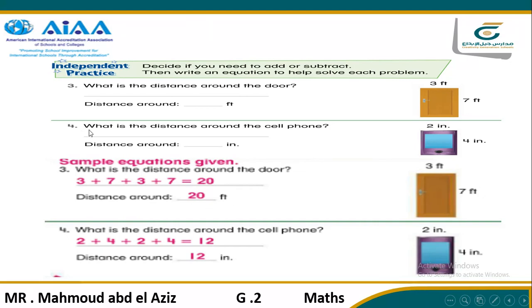Another question here, what is the distance around the cell phone? Here we have 2 inches. So it's a rectangle also. So this 2 inches, the shorter one, here it's 2 also. So it's 2 inches. And here 4. So the opposite side here will be 4 inches. So we will write 2 plus 4 plus another 2 plus another 4, which equals 12. So distance around equals 12 inches.